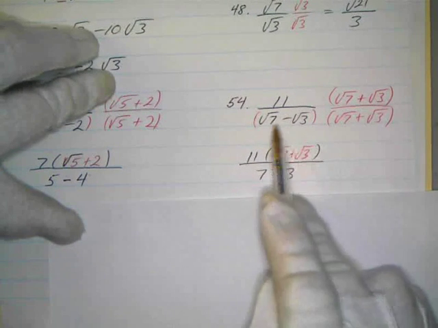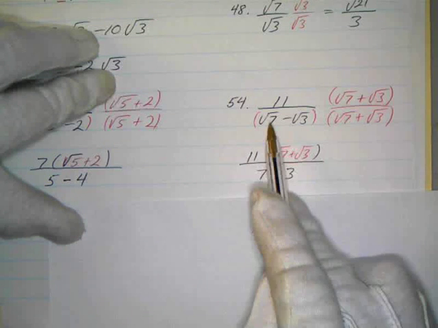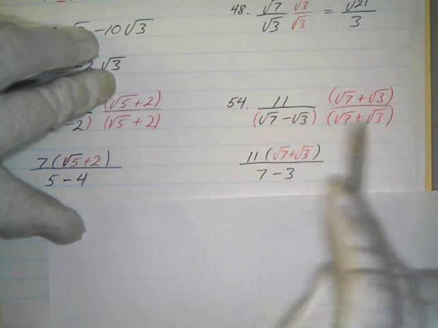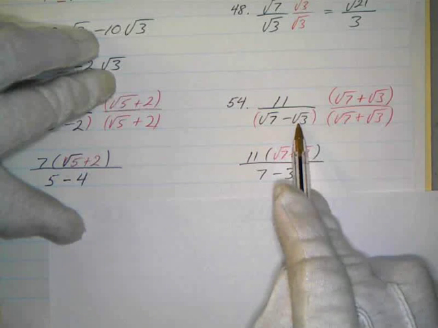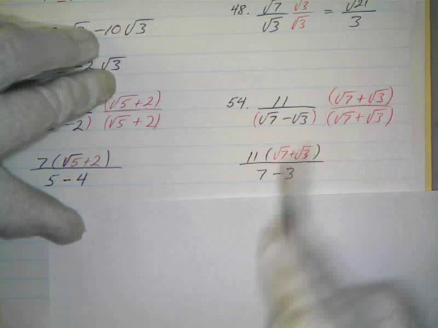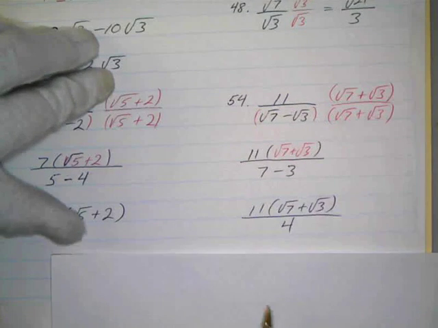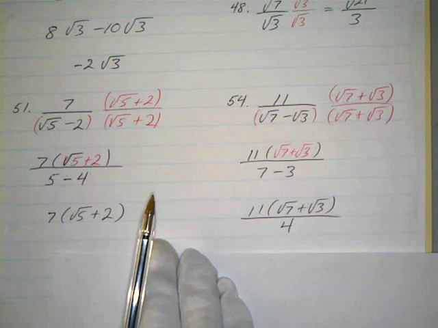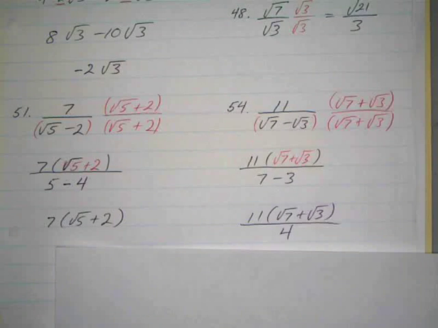And again, we use the FOIL method, and the square root of 7 times the square root of 7 is the square root of 49, which is 7. And then the square root of 21 minus the square root of 21, they cancel. And then I got negative, the square root of 3 times the square root of 3 is 3. All right, and then 7 minus 3 is 4. And there's your final answer. Okay. Hope those make sense.